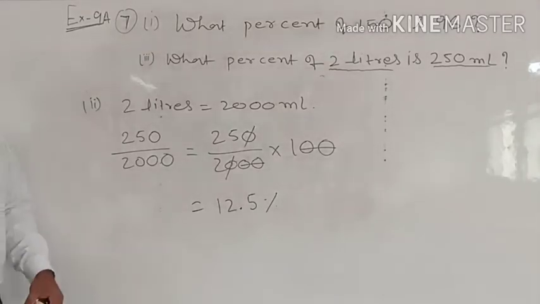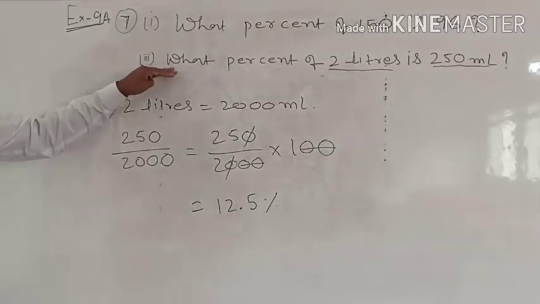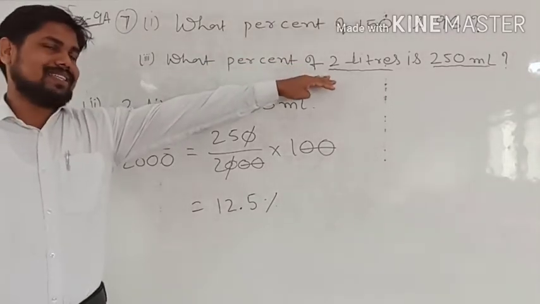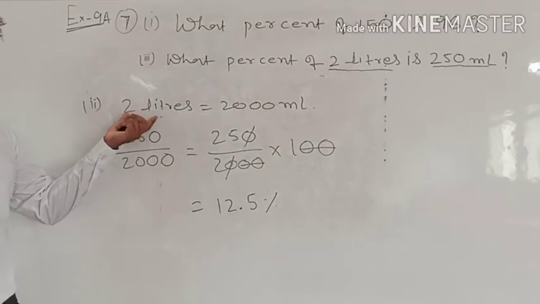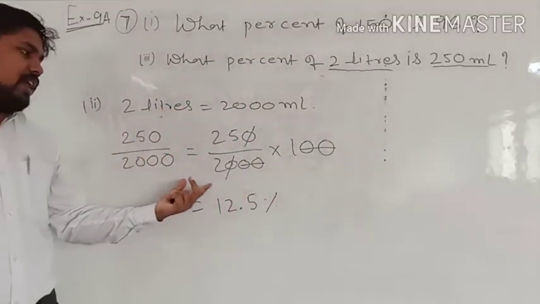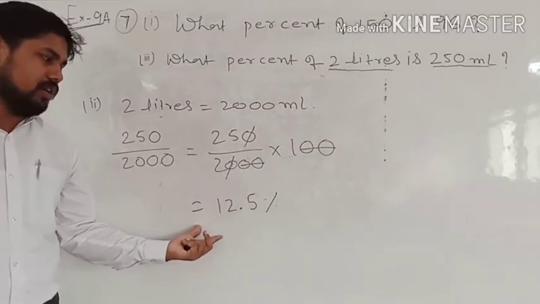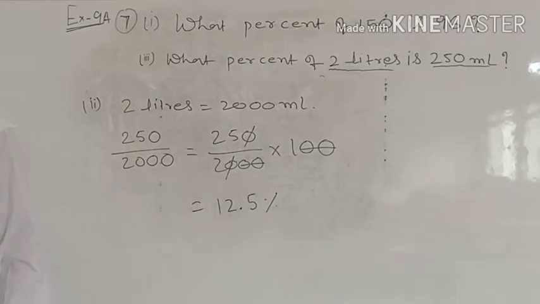Okay. So this is how you can solve if any percentage is asked and the quantities are given in different units. First you have to convert both into the same unit, and after that you write it as a fraction, and after that you can multiply with 100 to convert that into the percentage. Okay, so this is all about question number 7, 1 and 3rd.